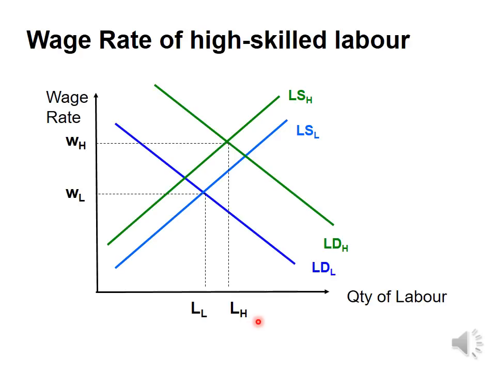What is really important is the wage rate. So high skilled workers: high demand, low supply, high wages. Low skilled workers: low demand, high supply, low wages. So remember, we should also aspire to be a high skilled worker.